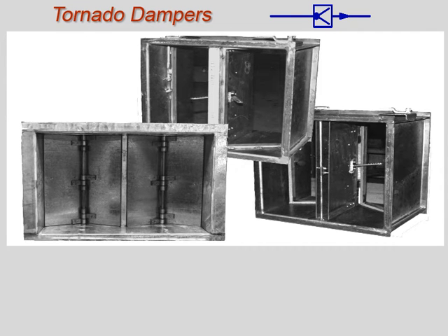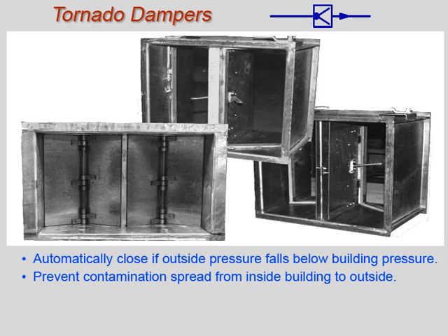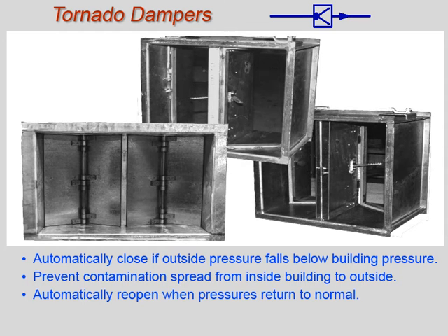Tornado dampers are located as ducting enters a building. They isolate the duct and building if the outside air pressure goes below the building pressure, which can happen during a tornado. A tornado causes an extremely low atmospheric pressure, which can be less than the building pressure. Closing the tornado dampers prevents air and contamination from leaving the building. The damper reopens automatically when proper differential pressure is established.